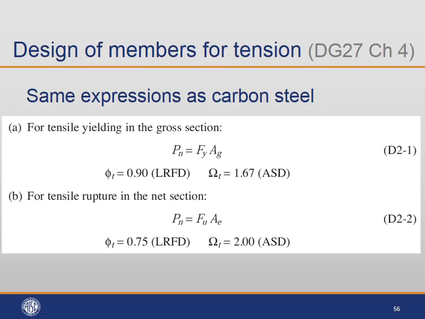Moving to design of members for tension. Well, no change, as you would expect, from the carbon steel expressions. Here we have the nominal strength given for tension yielding in the gross cross-section and for tension rupture in the net section.